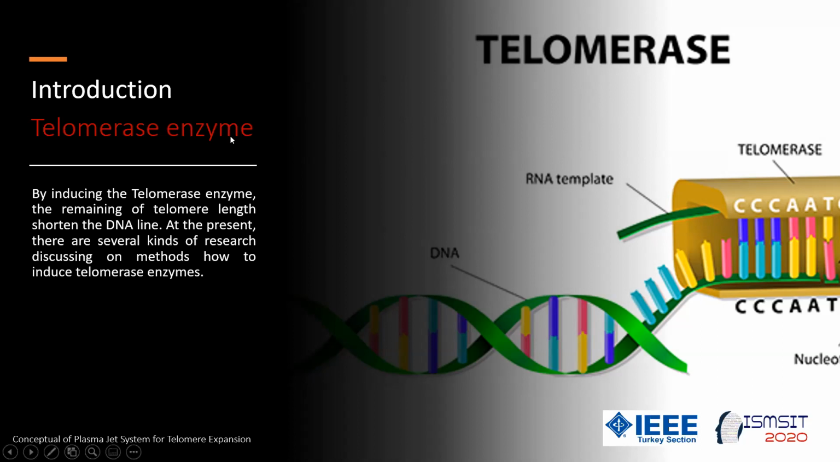However, Blackburn and her team found that by inducing the telomerase enzyme, the remaining telomere range could be extended along the DNA line. At present, there are several kinds of research discussing methods to induce the telomerase enzyme. In one notable research, ROS synthesis happened in the cell activity, and part of it induced telomerase enzyme through nitric oxide. However, while nitric oxide is active, another ROS was produced, and this process leads to the shortening and eventually damage of the DNA line. I will explain this again in the review section.